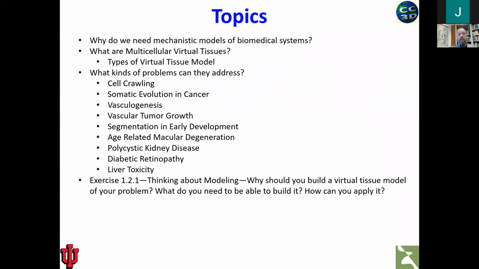So we're going to cover a little bit of background about why we need to do this kind of modeling in the first place, what virtual tissue modeling is, and then I'm going to give very brief examples of some of the problems that people have used CompuCell to address over the years. And then at the very end, I'm going to have a few-minute exercise in which I'd like you to think about the biological problem that you're interested in and begin to think about how you might organize that problem in a way that could be solved with CompuCell.